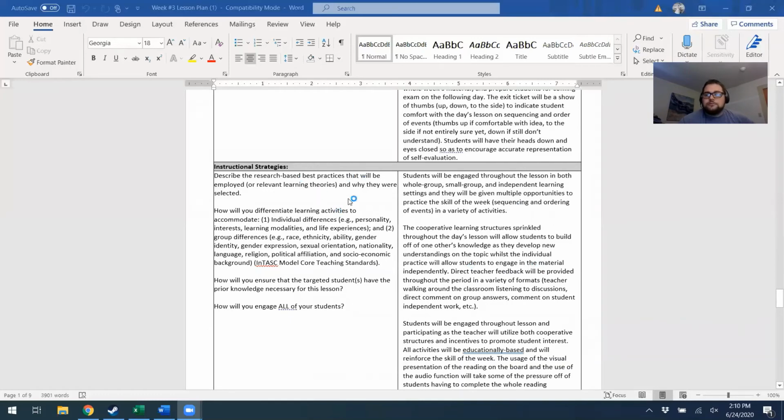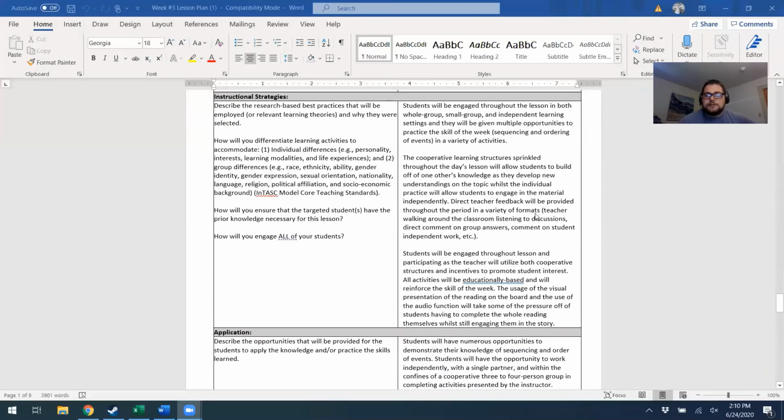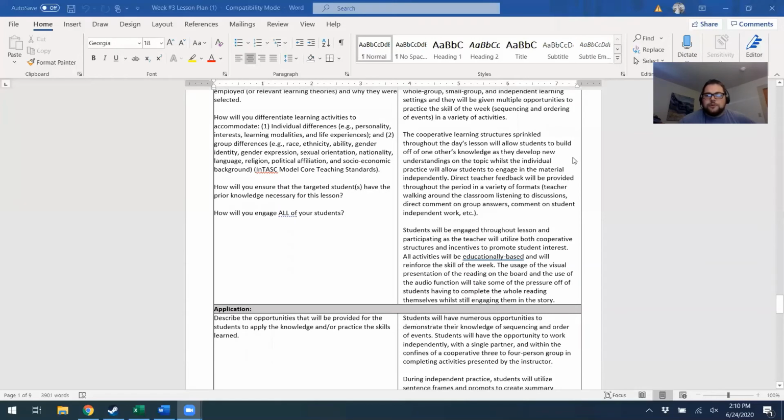Instructional strategies and reflecting on what I do, and how that fits in with best practice. Why were these ideas selected? Students will be engaged in whole group, small group, and independent learning settings, and will be given multiple opportunities to practice the skill of the week, sequencing order of events, in a variety of activities and settings. Cooperative learning structures sprinkled throughout the day allow students to build understanding off of one another's knowledge as they develop new understandings of the topic, while the individual practice will allow students to engage in the material independently.